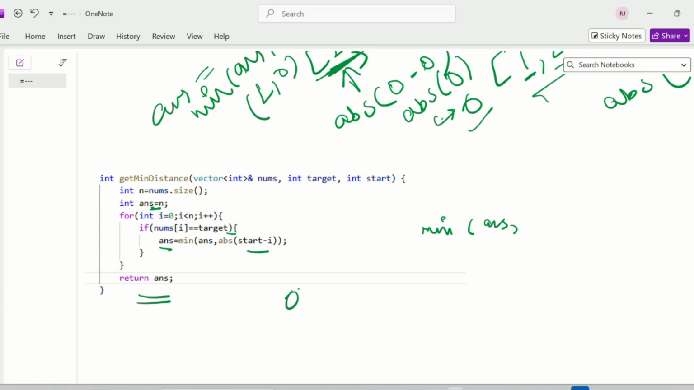The time complexity in this case will be O(n) because we are using only one for loop. The space complexity will be O(1) because we are not using any extra space. Integers are only there, but integer space is constant. So the space complexity is O(1). Okay, so thank you.